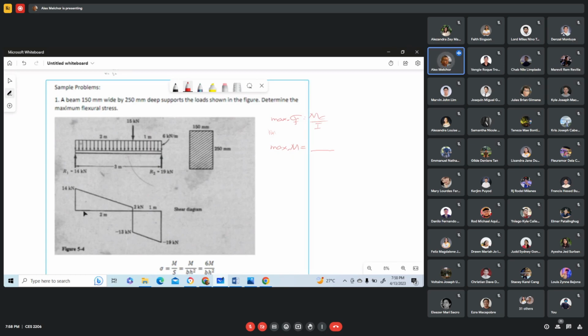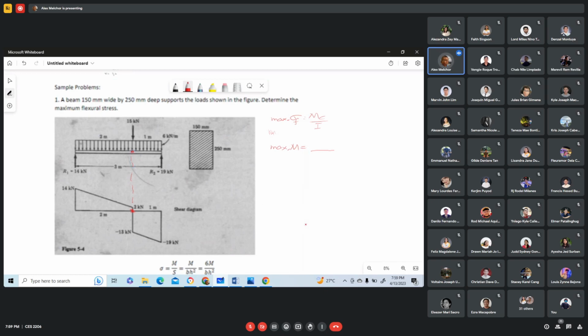So this is now the shear diagram. I presume that you know how to draw the shear diagram. The maximum moment occurs right at zero shear, right here, right under this concentrated load. If we project this vertically up, this is the section where we have the zero shear. So you are going to find the moment right at that section where we have zero shear.